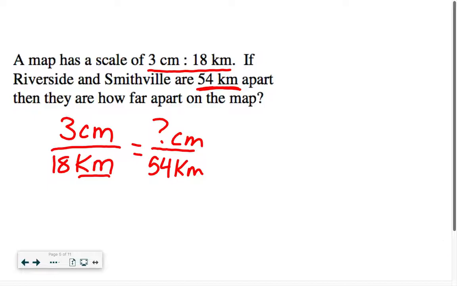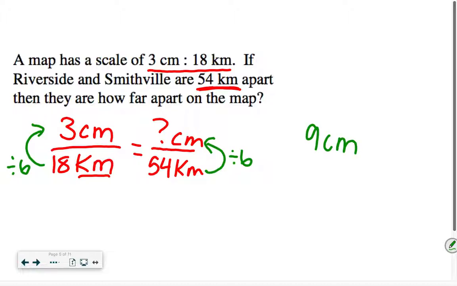There are a couple different ways to find these. You can reduce this fraction, or you know that the same number goes into both 3 and 18. How many times does 3 go into 18? 6. So to get from 18 to 3, I would divide by 6. What I do to one fraction, I have to do to the other. So I would take 54 and divide by 6. What's 54 divided by 6?